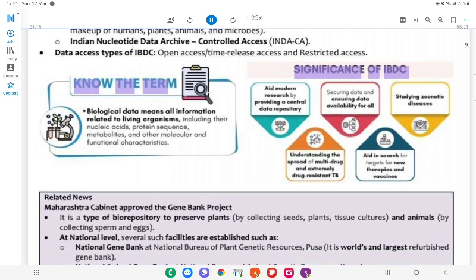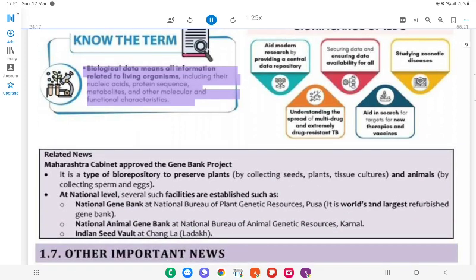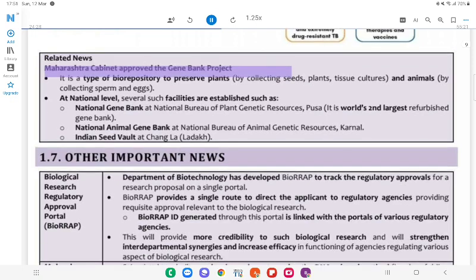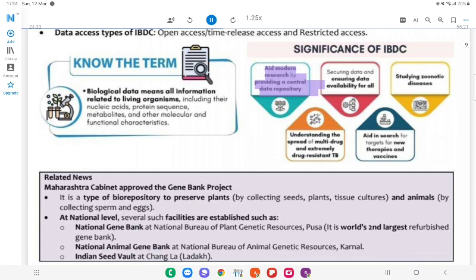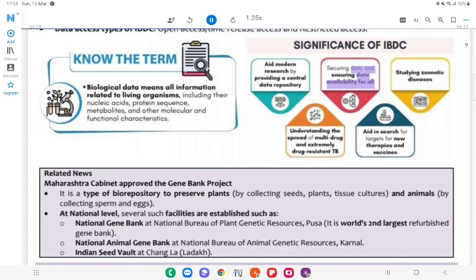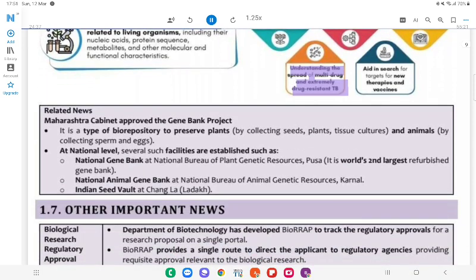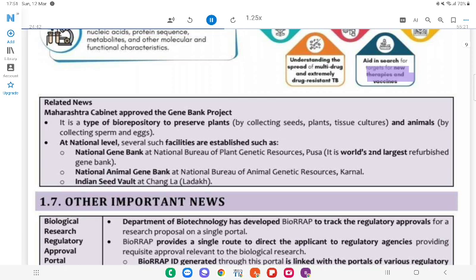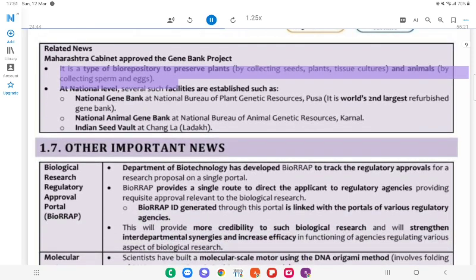Significance of IBDC. Know the term. Biological data means all information related to living organisms, including their nucleic acids, protein sequence, metabolites, and other molecular and functional characteristics. Related news: Maharashtra Cabinet approved the Gene Bank project. It will aid modern research by providing a central data repository, data availability for understanding of extremely drug-resistant TB, and aid in targets for new therapies. A gene bank is a type of biorepository to preserve plants by collecting seeds, plants, tissue cultures, and animals by collecting sperm and eggs.